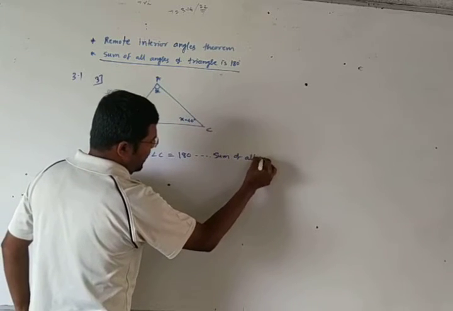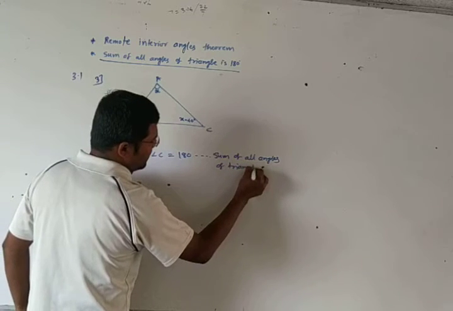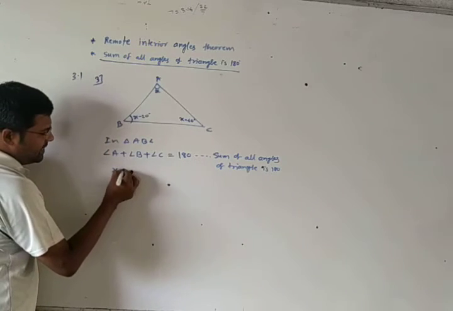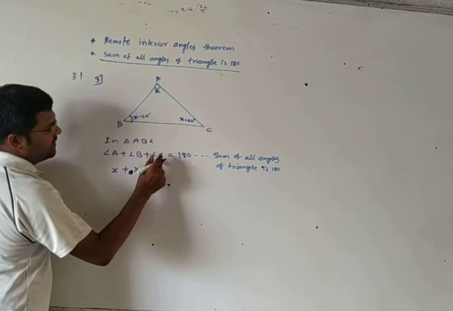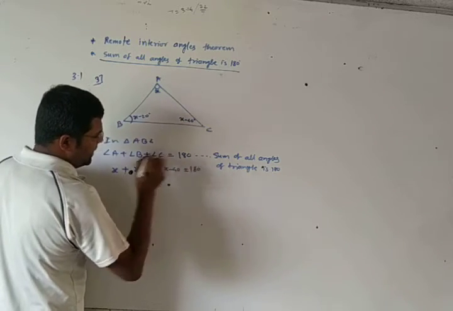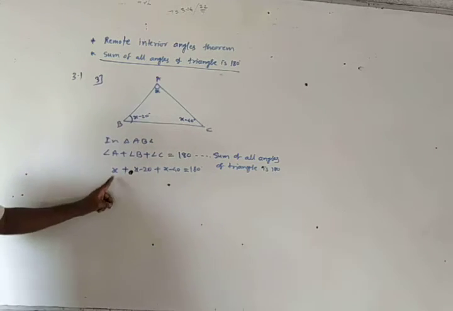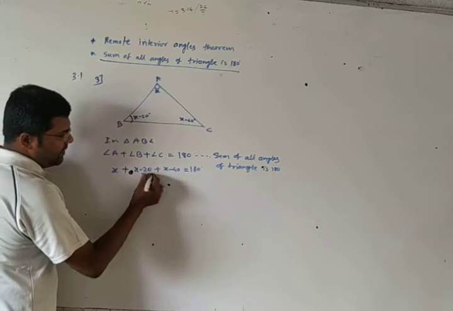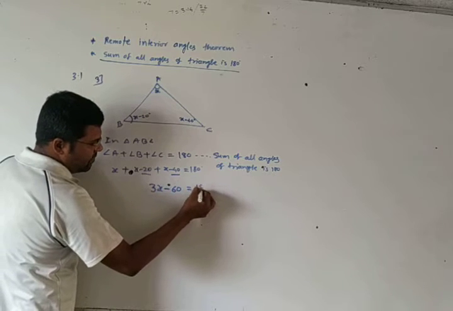Sum of all angles of a triangle is 180 degrees. Okay, A किती आहे बघा, A is x plus, B is x minus 20, C is x minus 40, is equal to 180 degrees. x plus x plus x. How many x? There are 3x. Minus 20 minus 40 is minus 60, is equal to 180.